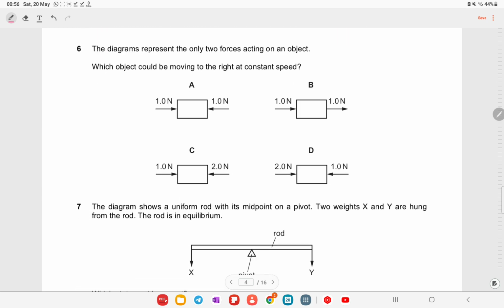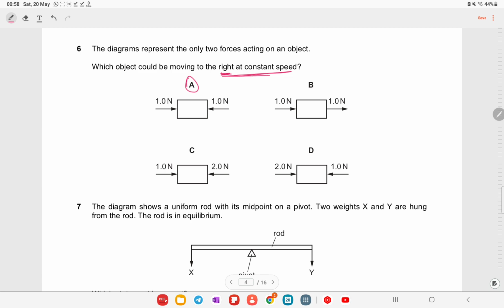The diagram represents only two forces acting on an object. Which object could be moving to the right at a constant speed? So we have to see which object is moving towards the right at a constant speed. So here option A is the right answer.